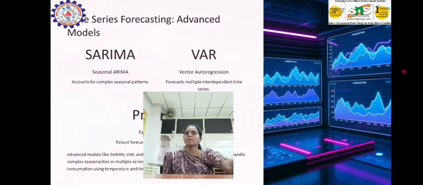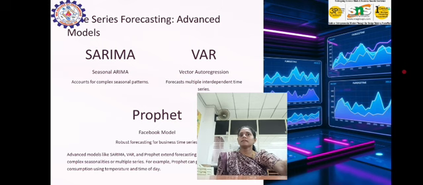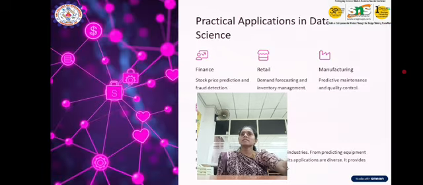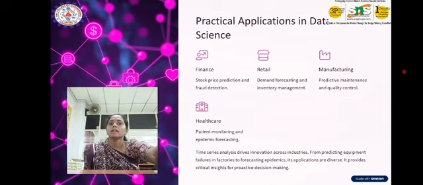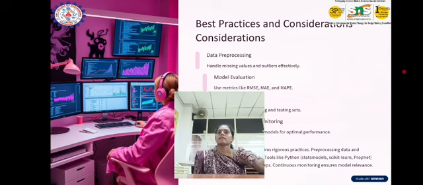Advanced models: SARIMA, VAR, and Prophet. These are the time series forecasting advanced models. And practical applications are in data science, finance, retail market, manufacturing, and healthcare.